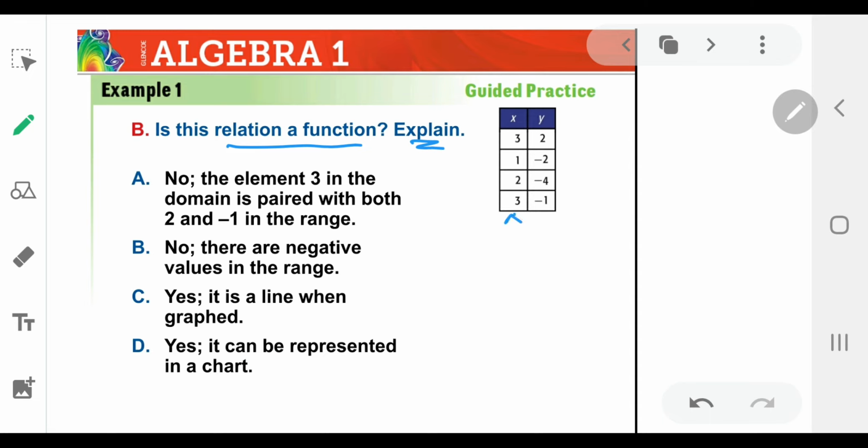We directly look at the x values. We have 3, 1, 2, and 3, so the 3 is repeated, which makes it not a function. So I'm going to exclude the 2 options that say it is a function. I have 2 no's here. One of them says the element 3 in the domain is paired with both 2 and -1. It means there's a repetition. 3 is once paired with 2, and once paired with -1 in the range, which makes it not a function, and this is the correct reason.